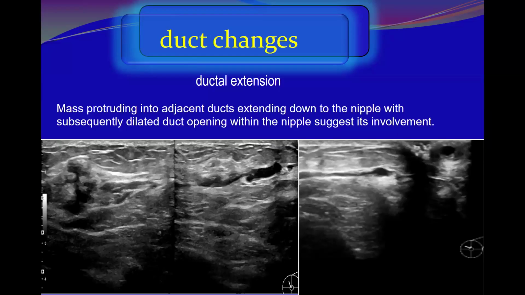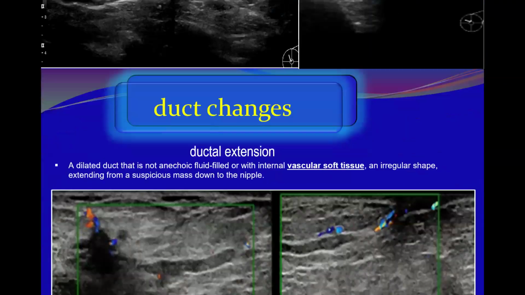Again, this is ductal extension because here, these are all my patients. This is an irregular mass proven to be cancer, and here we can see this extension presenting as irregular hypoechoic dilated ducts going down toward the nipple, where you can see here, can you see this? The duct opening is also dilated, which mostly signifies involvement by the underlying cancer.